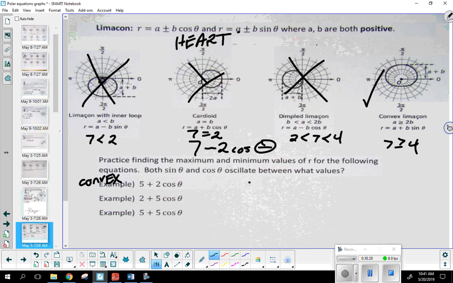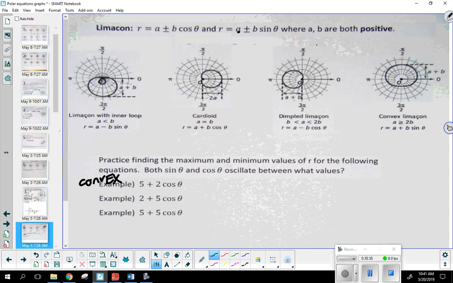What do you think about this second one, 2 plus 5 cosine of theta? That would be an inner loop. A is less than B, so this is an inner loop. And what do you think about 5 plus 5 cosine theta? That's a cardioid, the heart-shaped graph. What tells you that? A equals B, 5 equals 5. So this is a cardioid. There you go. Being able to identify it just by looking at it is really easy.